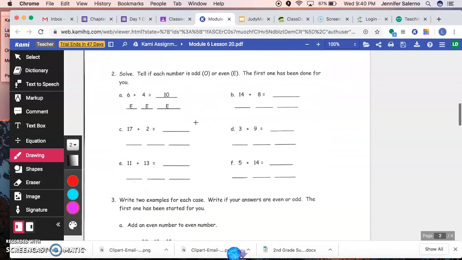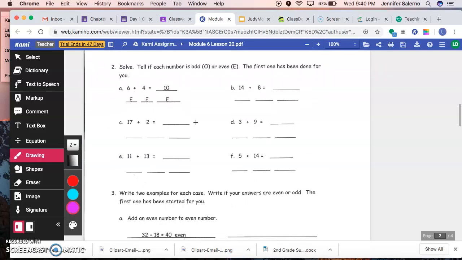Now moving on to the next page. This looks kind of similar to what we did yesterday, where we were adding numbers and we had to tell if those numbers were even or odd. And that's pretty much what you're going to be doing now. So the first one they already did for you, 6 plus 4.